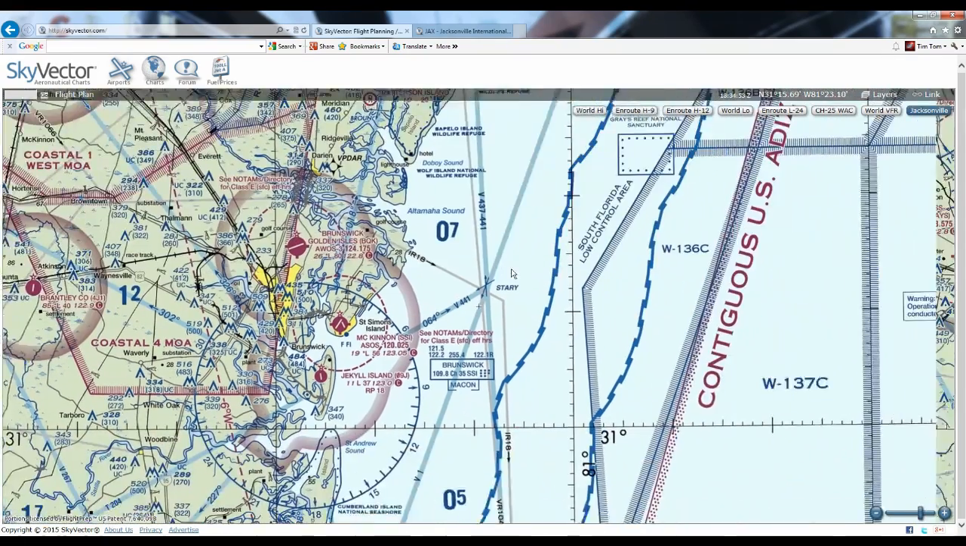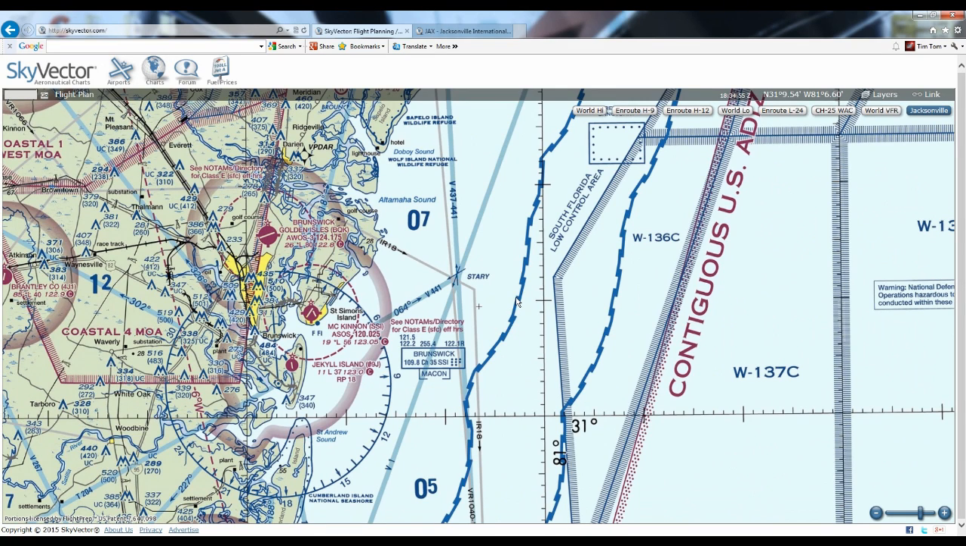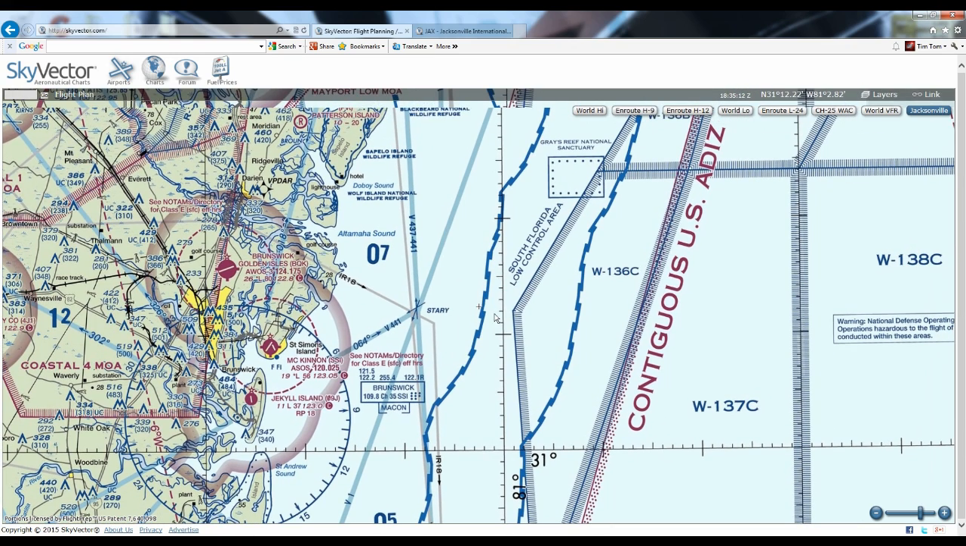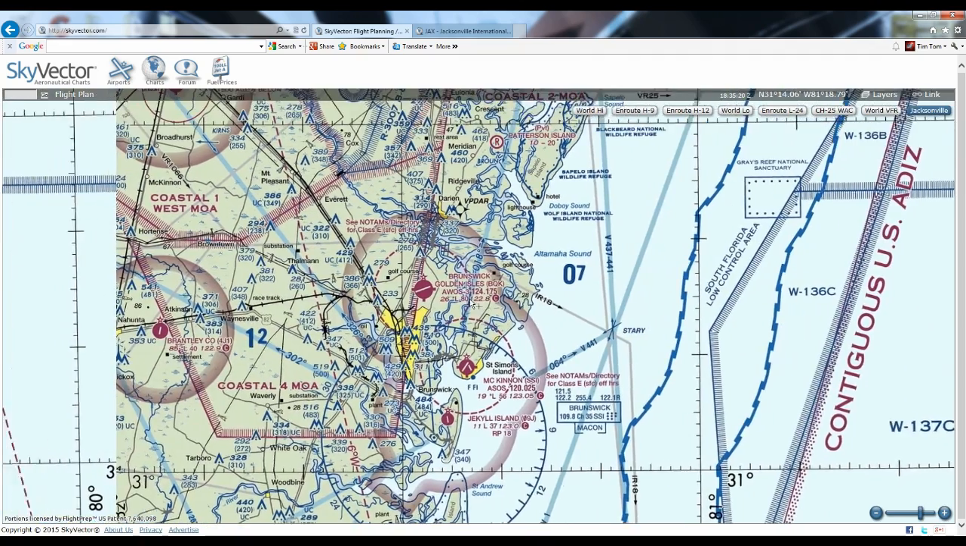And special VFR is depicted like this. We see these blue lines here that are sort of zigzagging back and forth, almost like a zipper mark. This is special VFR. So if we're flying VFR through this little corridor here, special rules apply. And it says South Florida Low Control Area. Gray Reef Natural Sanctuary right there. Oh, real quick.